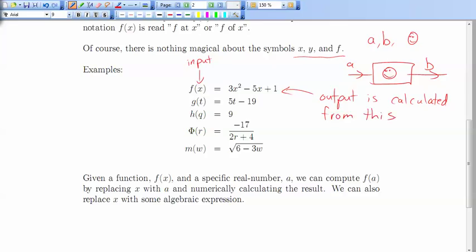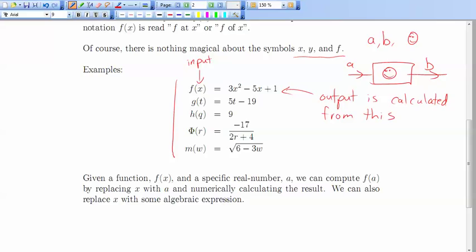So what I have here are 5 different functions. Each one has its own rule to tell you how to take an input and turn it into an output, or find its corresponding output. Now, we can of course plug real numbers into our functions, but we can also plug in algebraic expressions. So let's take a look at how this all works and get used to this notation. We call this functional notation.